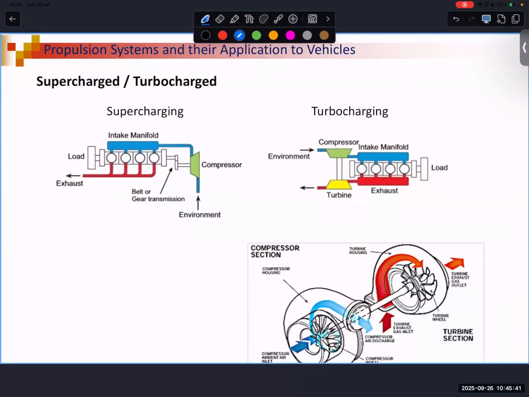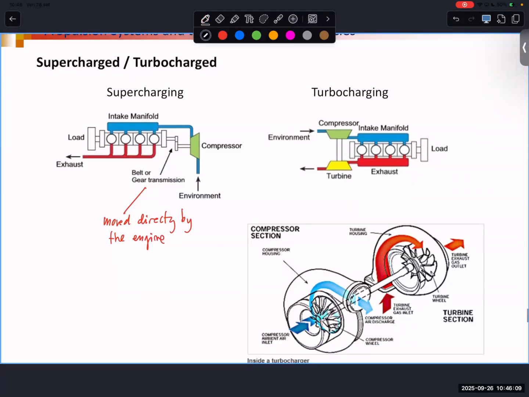Here you can see some schematic for a supercharging. So you have a compressor that is moved directly by the engine. So what you have is that engine speed and compressor speed are linked, so there is a mechanical connection.